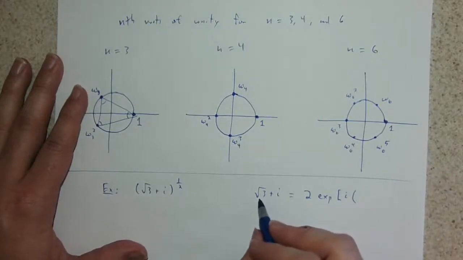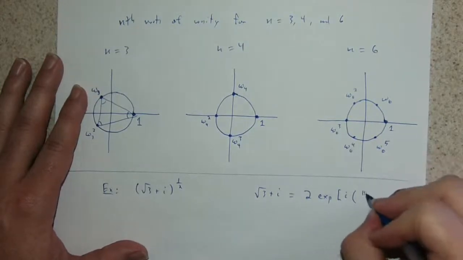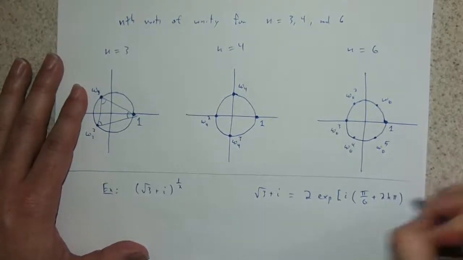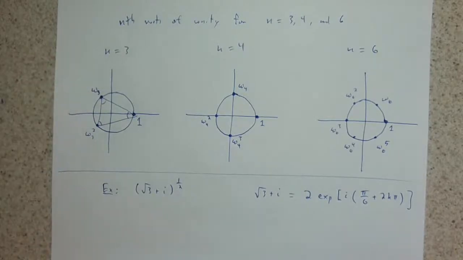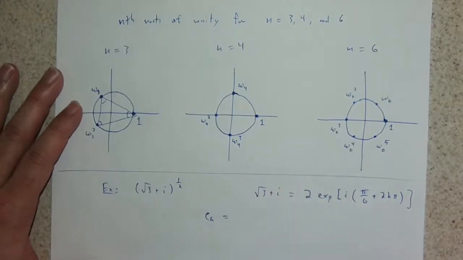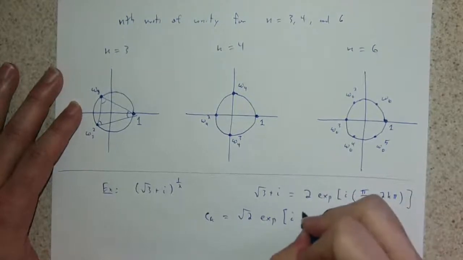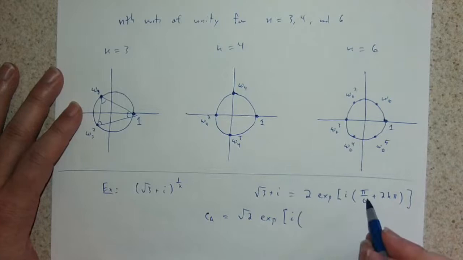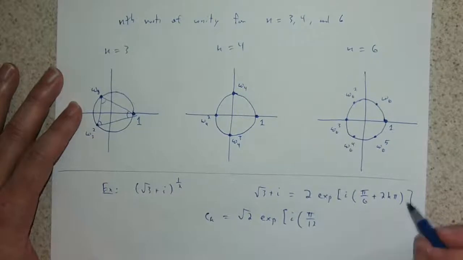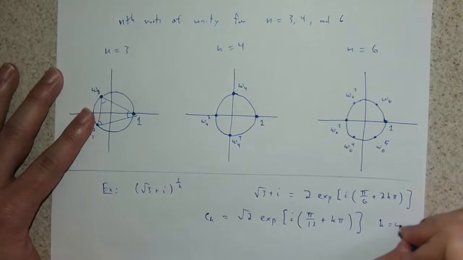Well, this is cosine, this is sine, so this is pi over 6. So this is pi over 6 plus 2k pi. This is the most general form of this thing. So then my square roots, for k equals 0 and 1, are going to be square root of 2 times e to the i times pi over 6 over 2, so that's pi over 12, plus k pi, because I'm dividing by 2 here. And of course, k is either 0 or 1.